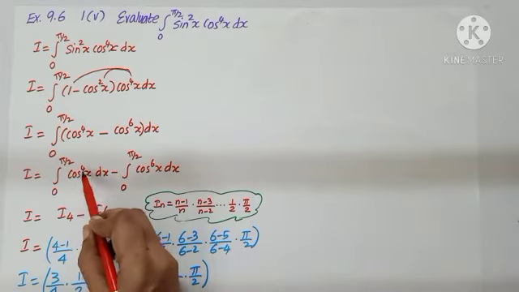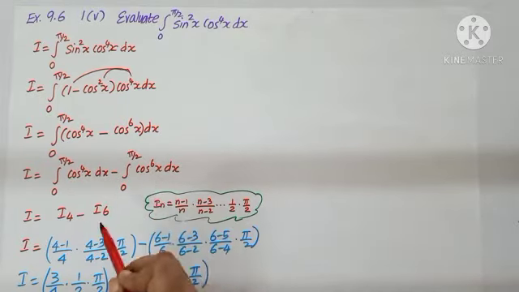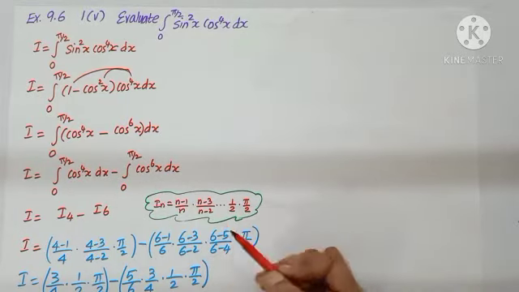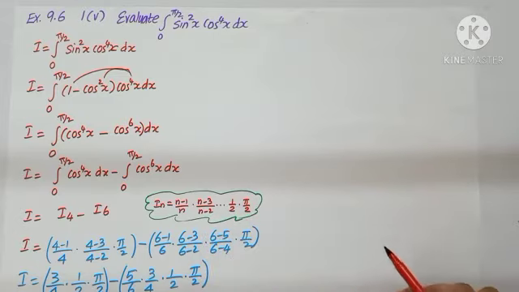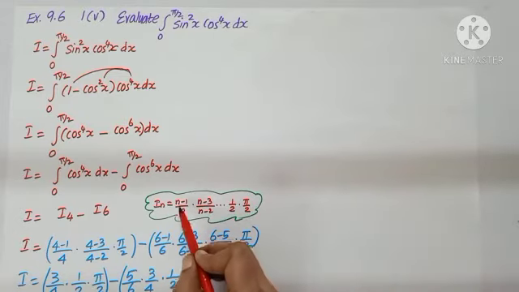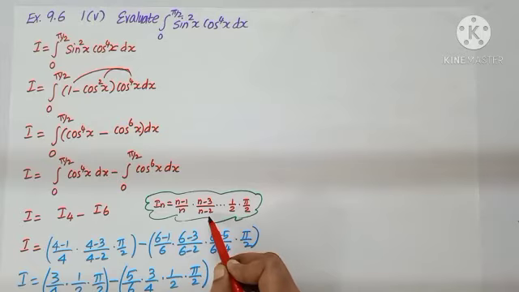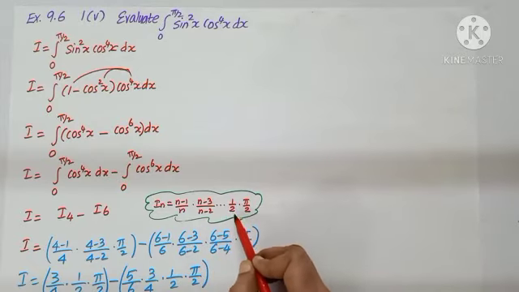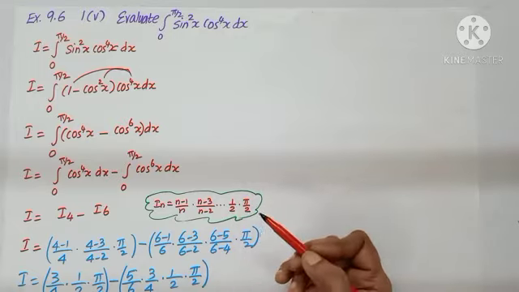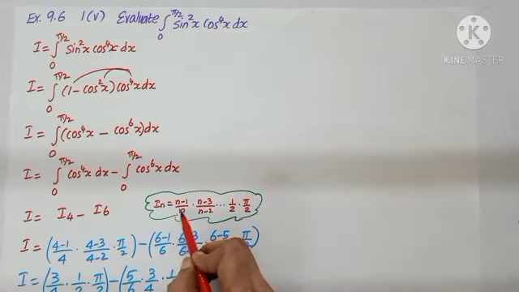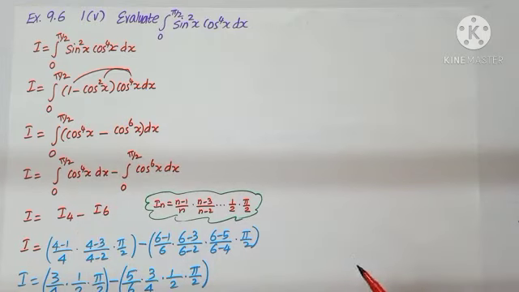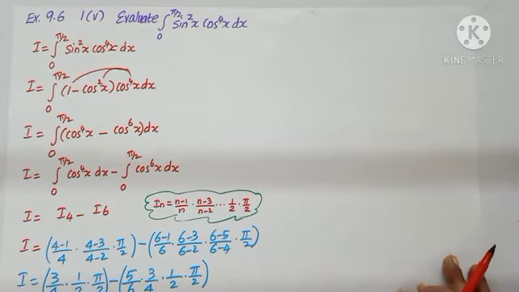Here n is equal to 4, here n is equal to 6. Just apply the even number formula. It is n minus 1 by n, n minus 3 by n minus 2, and so on up to half. Whenever half comes, we have to put pi by 2. For n equal to 4, I start from 4: 4 minus 1, 4 minus 3 by 4 into 4 minus 2, pi by 2. Same way apply for 6.